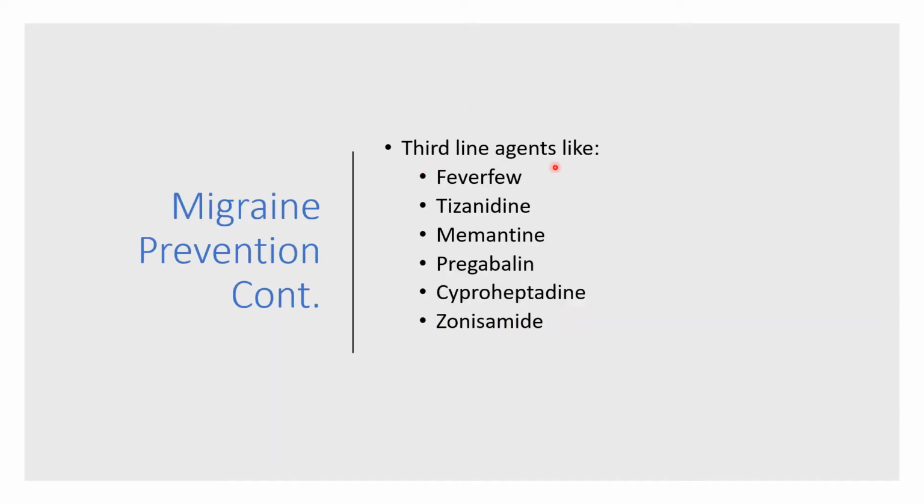The third-line agents are feverfew, tizanidine, memantine, pregabalin, cyproheptadine, and zonisamide. So this will be when you have tried all those previous ones and you're not winning, or certain situations will not let you use them, then you can try some of these, but with full interaction with your pharmacist and your neurologist.